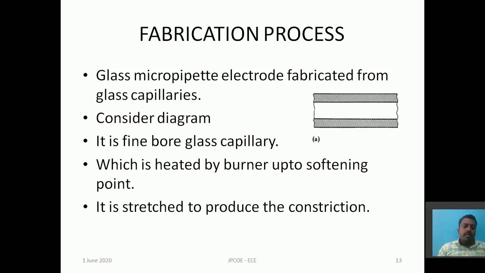It is heated by a burner up to the softening point. Then it is stretched to produce a constriction. Constriction means a narrow portion. That is the first process: we take the capillary tube, heat it, then extend the tube, which produces a narrow portion called the constriction.